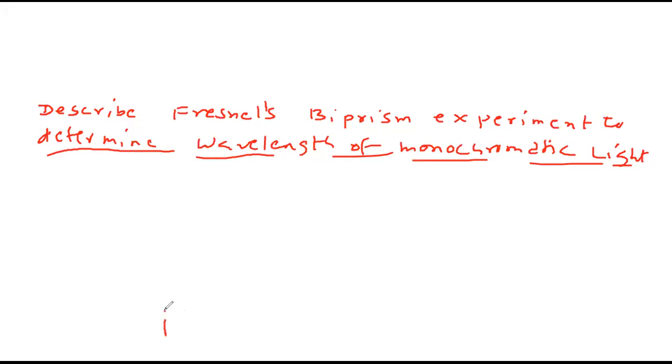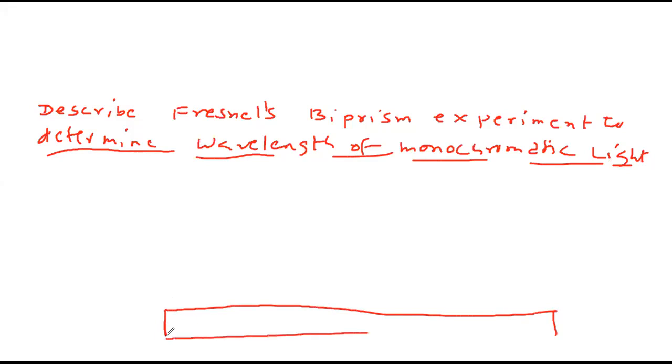It consists of a horizontal metallic bar, usually 2 meter long, fitted with a meter scale. It carries 4 stands.